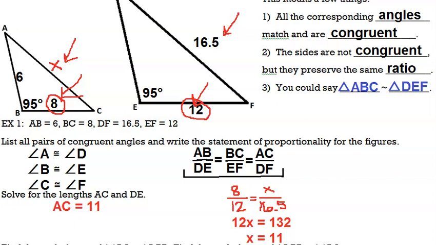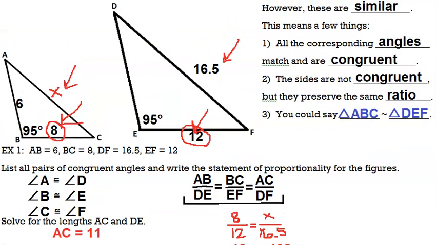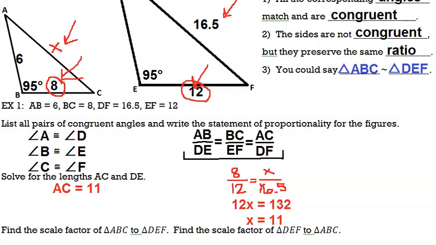All right, now, if we are going to solve for DE, we might need to scroll up a little bit just to make sure you can see. DE is right here. I'm going to call this Y. And again, we're going to take the ratio that we do know and then combine it with the ratio that we want to know. So 8 over 12, and you have to keep the same order, equals 6 over Y.